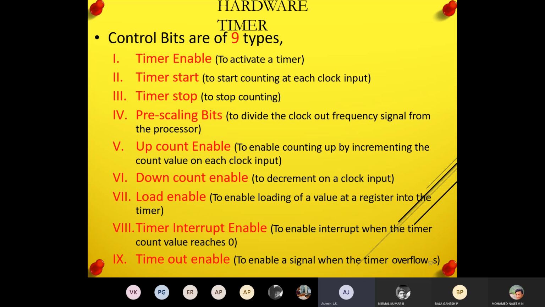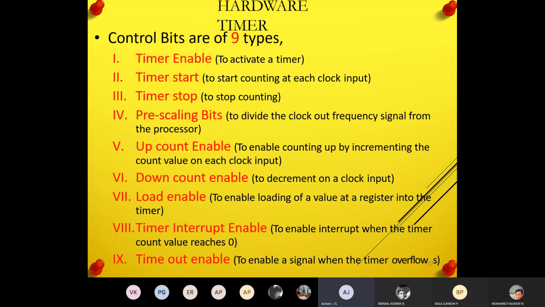Okay, so next we will see the hardware timer and which pins are available. Totally 9 control pins are available here. The first is the timer enable, which is the initiator of your timer. In order to enable the timer, I'm using the first control bit. Once it is enabled, after that I want to start it, and that can be performed by your second signal.